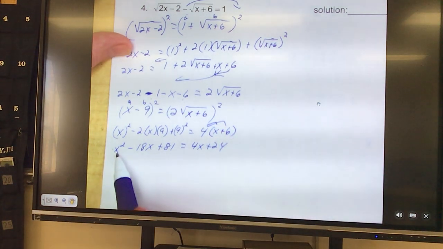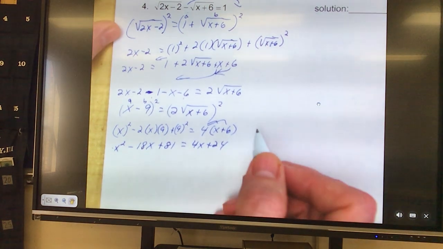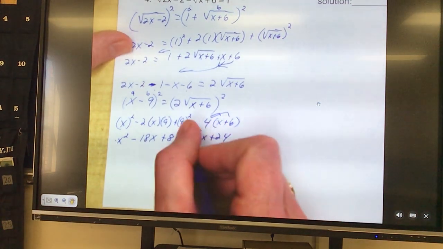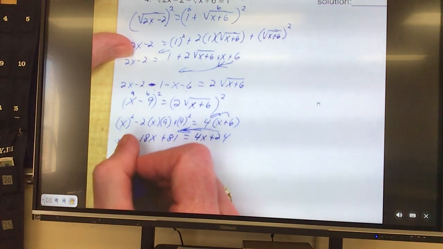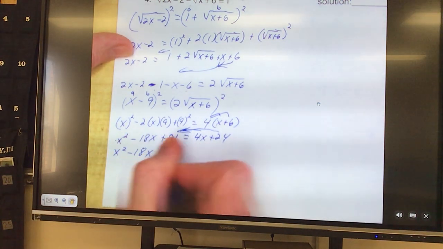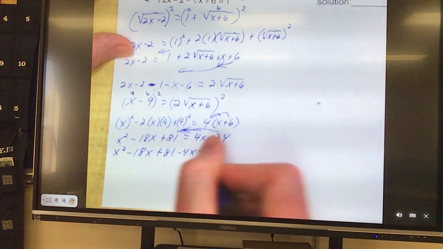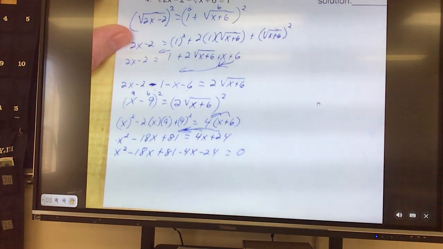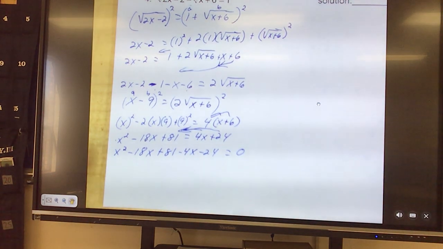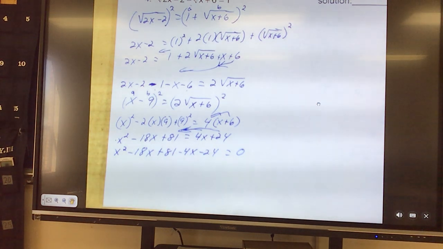Now, I see an x squared there. Can't solve that, so I want to set it all equal to 0 and graph it and find my zeros. So I got to move everything over to get it to be equal to 0. So I've got x squared minus 18x plus 81 minus 4x minus 24 equals 0. You can plug it in just like that, or if you want to combine the like terms now, it'll give you the same answer. It's up to you.